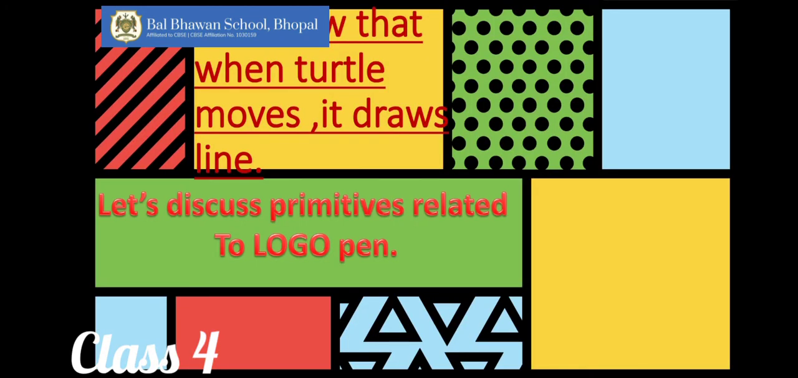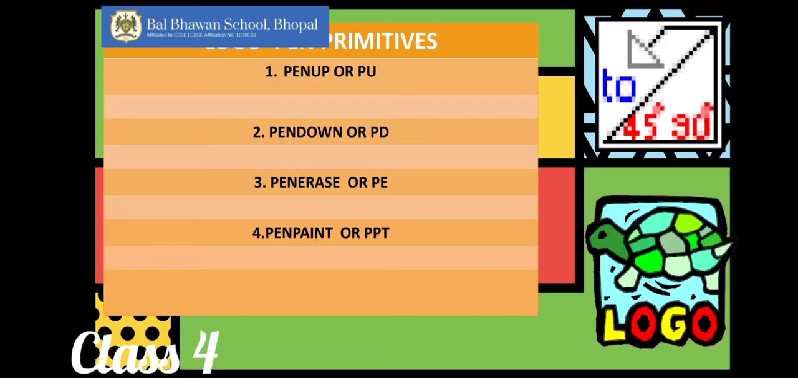We know that when the turtle moves, it draws lines. So let's discuss primitives related to Logo pen: pen up or PU, pen down or PD, pen erase or PE, pen paint or PPT.